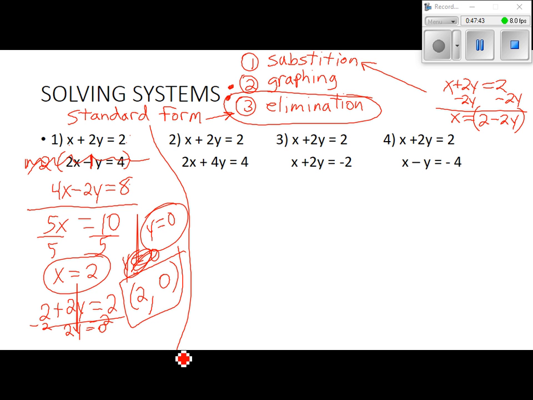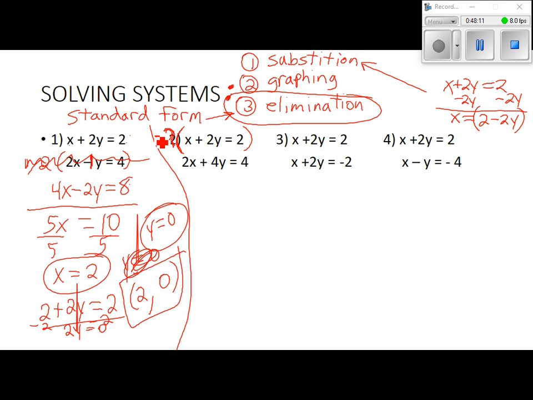X or y, which one do you want to get rid of? Y. So what do you got to do to the y's to get them to be opposites? Multiply the top one by 2. Wait, it has to be negative 2. Does everybody agree with that? Yeah.